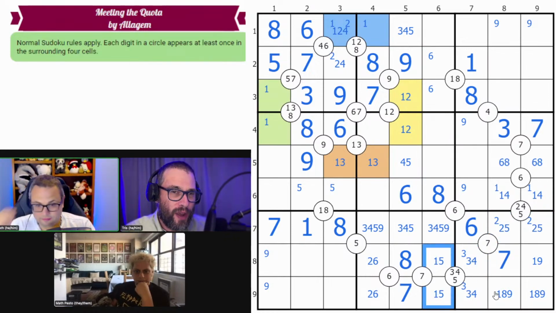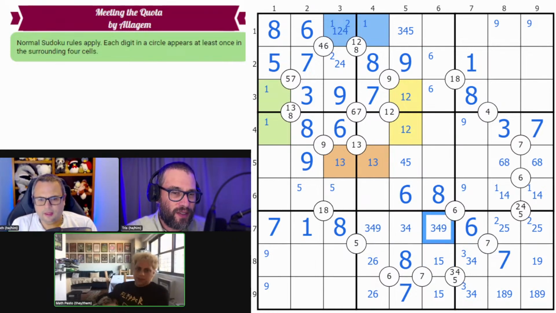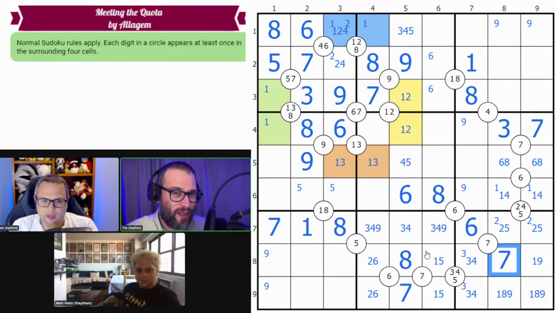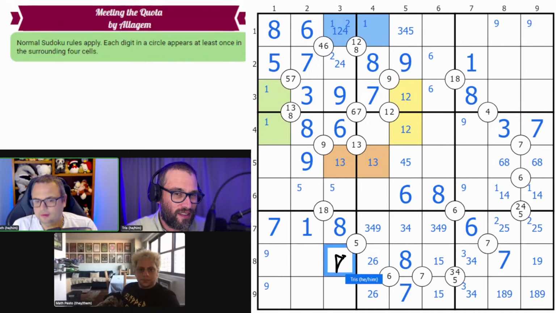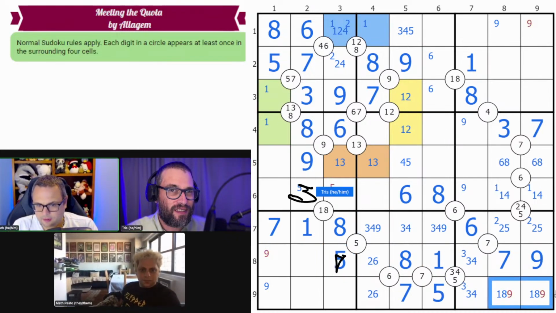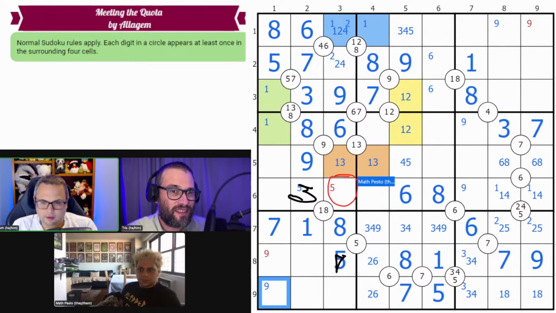Places 5 in row 8, column 3. Means none of those are 5. Places 5 in row 8, column 3. On the 5 quad. 5 quad, yes, got it, yes. Here, and so places 5 here. 1, 5, 9.